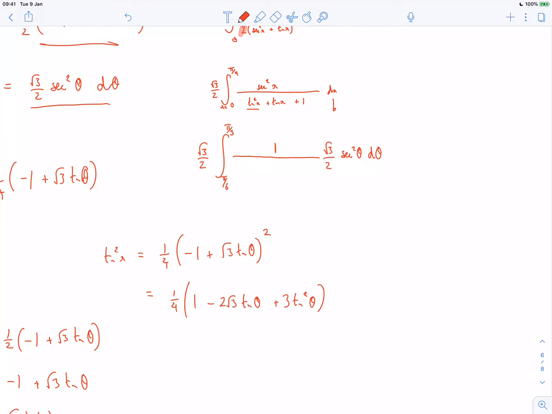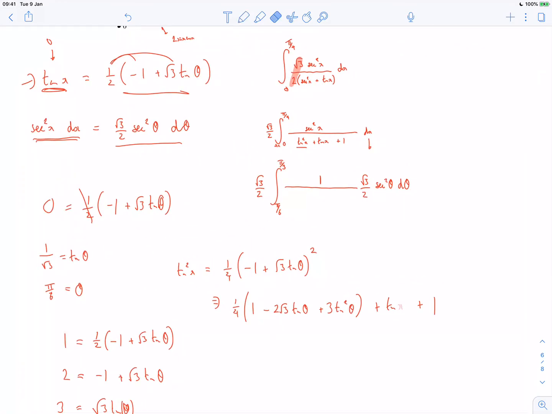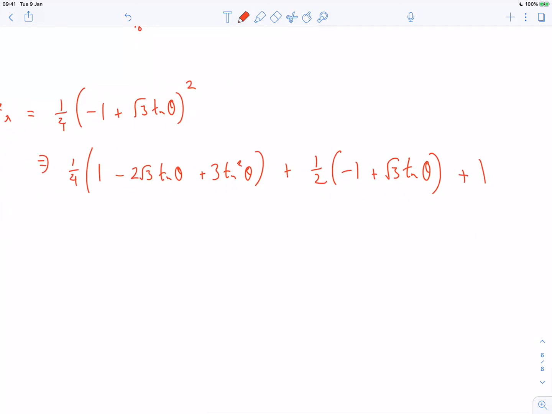What else is going to be happening? I've got quite a lot of things happening there. So I'm going to have that. So tan squared plus a tan x. So this will become that plus a tan of x plus a 1. Well, actually, I know tan of x. Tan of x is just this bracket again, so that's going to be a half of minus 1 plus root 3 tan of theta. Then I add 1. Okay, maybe some things cancel, maybe they don't. Okay, let's deal with the constants. I've got a 1/4. I've got a half times minus 1, which is minus a half, and I've got a plus 1 there, so it's plus 1.